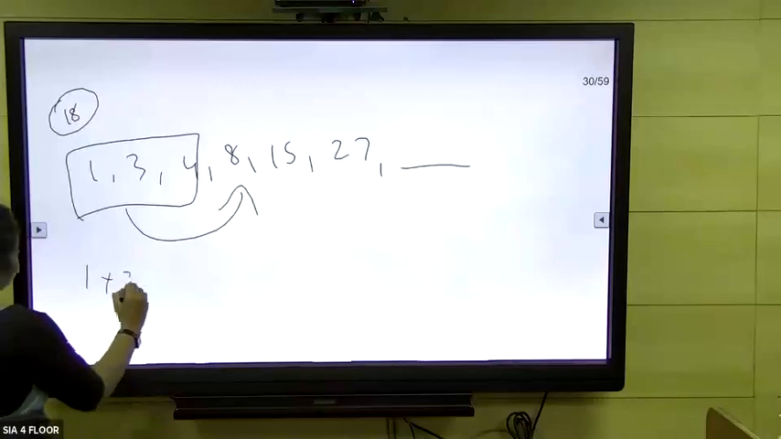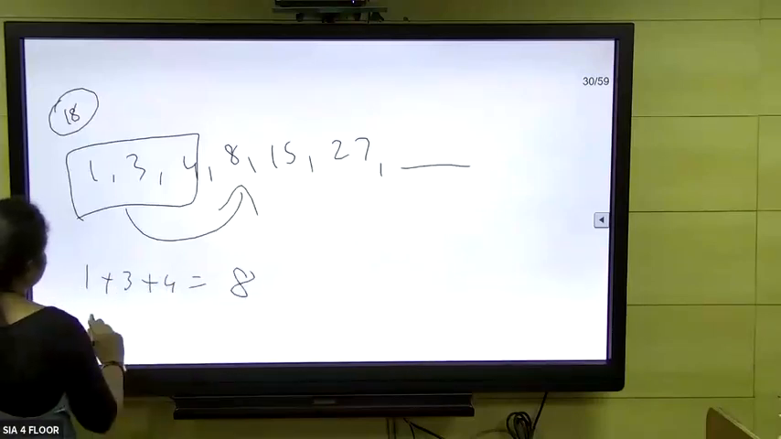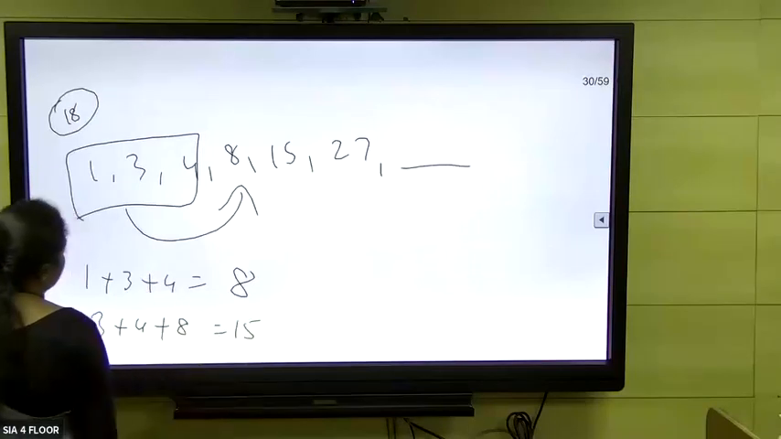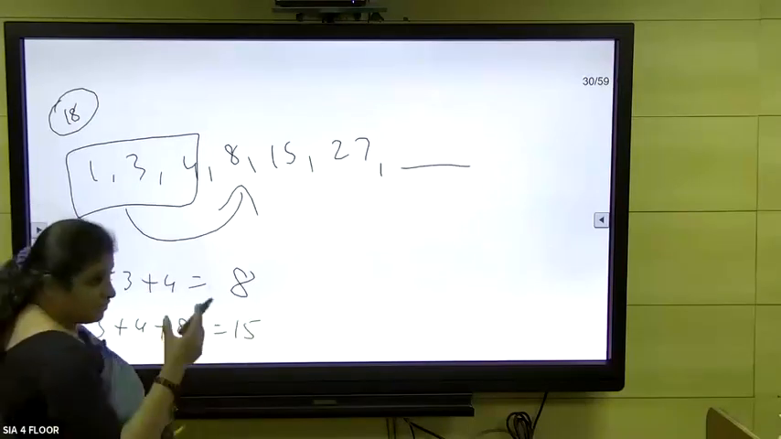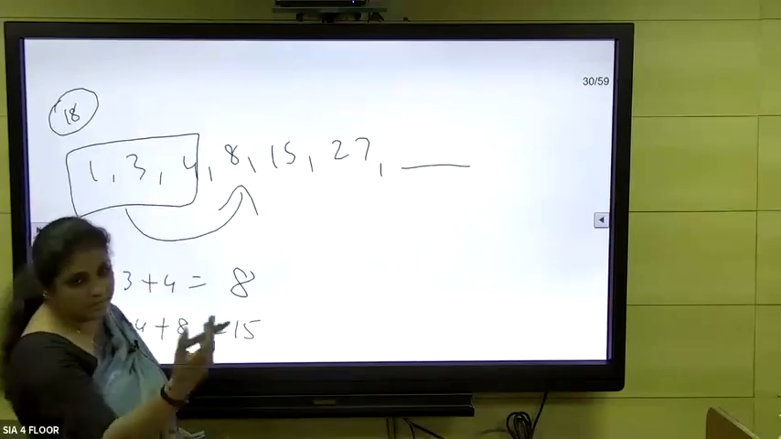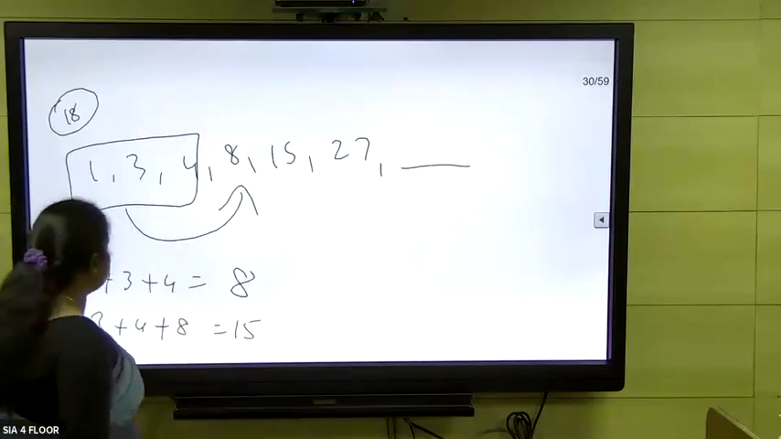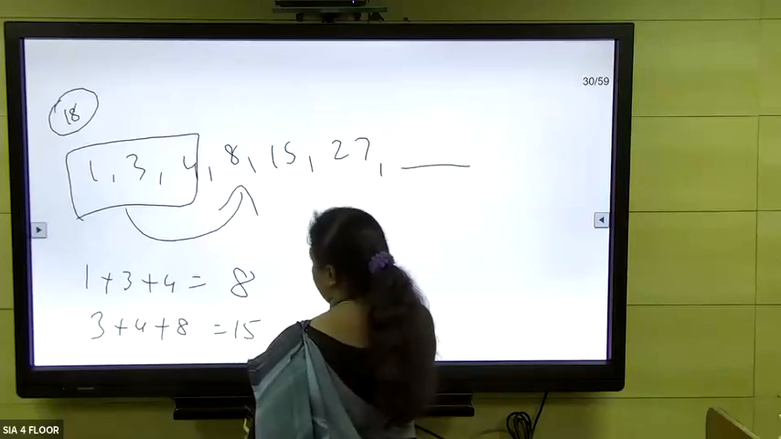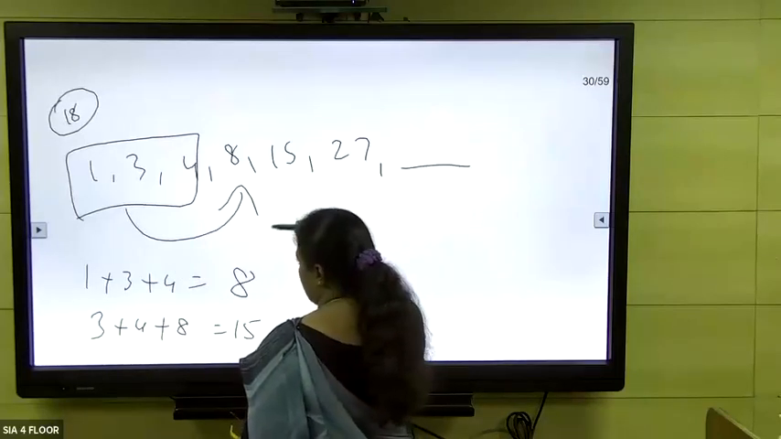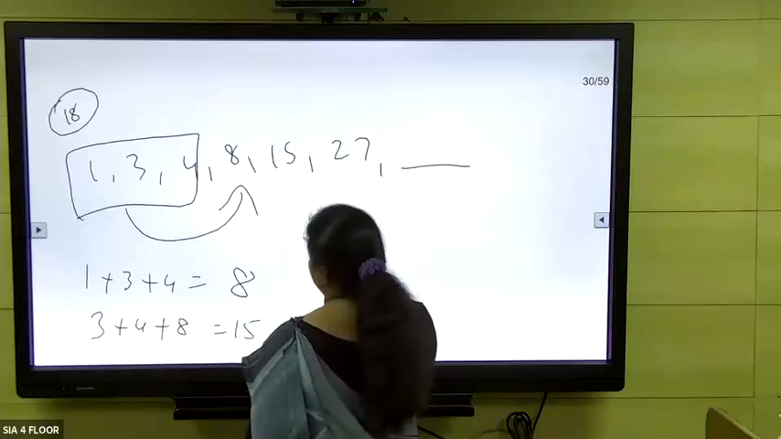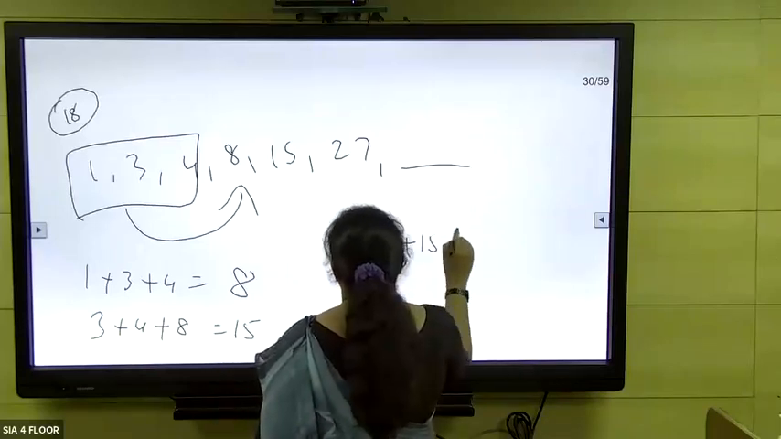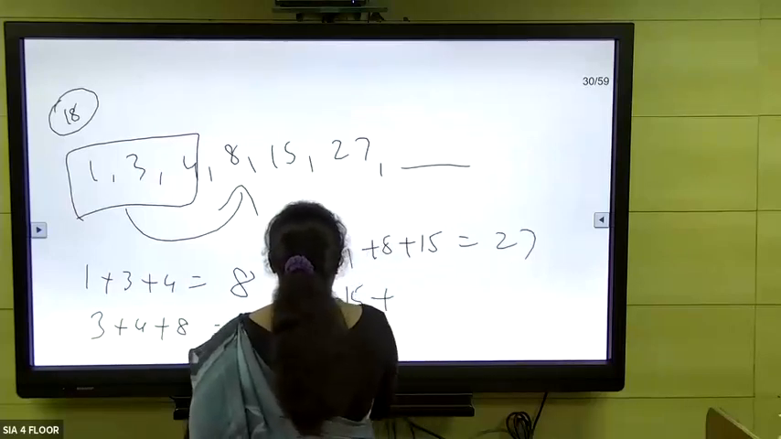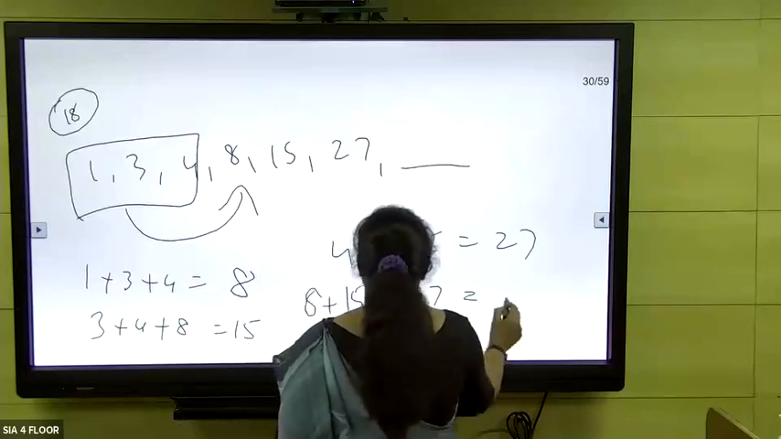Okay, so 1 plus 3 plus 4 will give you 8. Then 3 plus 4 plus 8, adding within the sequence itself. Okay, 15. These you can only do by trial. You cannot identify a sequence as a Fibonacci sequence initially. But if you're not getting anything out of this, you can give a try like this also. Okay, adding the numbers within the sequence itself. So this gives 27. So this should be the answer.